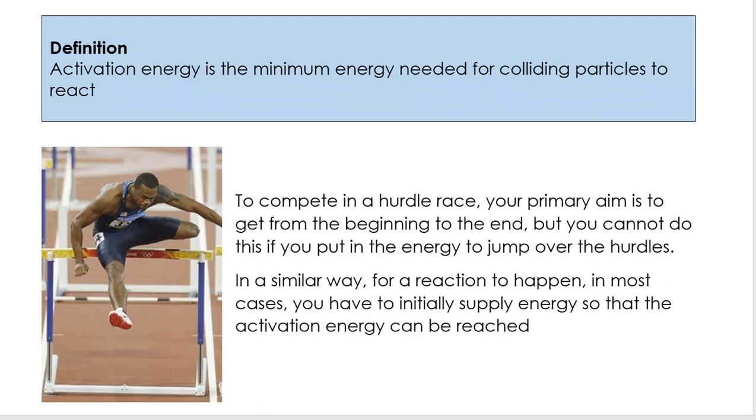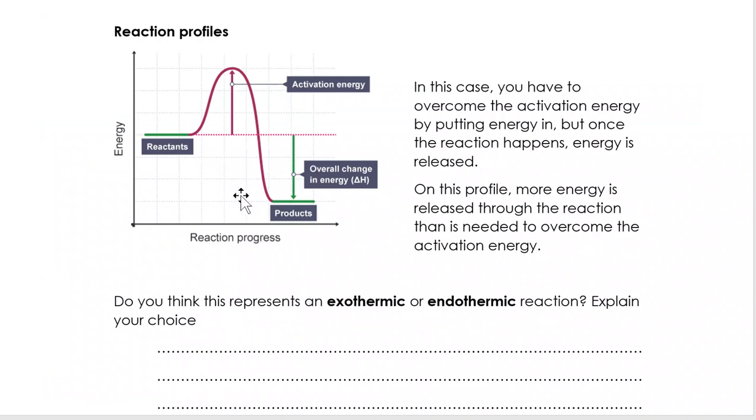Now, the reason I'm using that analogy is because you can potentially see how that fits with the reaction profile that we see here. I've got my reactants, which have got a certain amount of energy, and I've got my products, which in this particular situation have less energy. But before I can get from reactants to products, I need to provide some energy to overcome the activation energy. So I've got activation energy, which is how much it goes up by to the top of our hump, and the overall energy change is the difference between what the reactants had and what the products have.